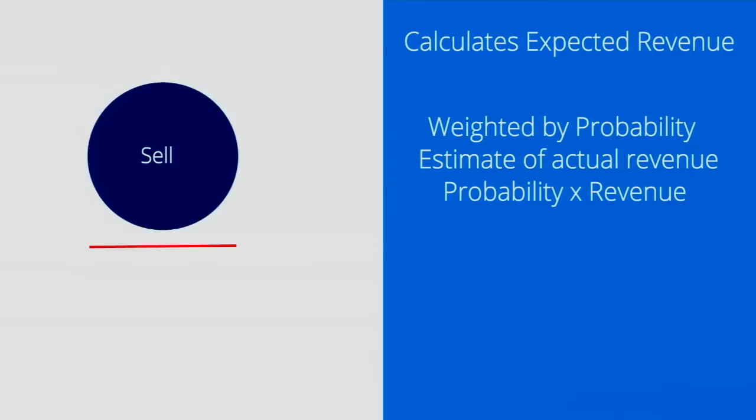Expected revenue is your amount field, which is your revenue, times the probability you assign to the stage. Just by looking at it, that might not make much sense, but it's really what it's doing. It's weighting the chance for this deal to close by giving it a percent.